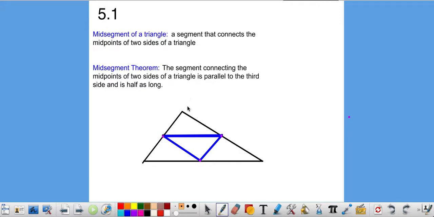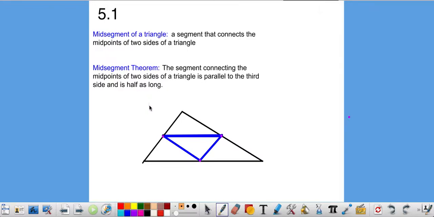Okay, so to introduce Chapter 5, in Chapter 5 we're going to be talking about a bunch of different segments and angles within a triangle. So we're still going to stick with triangles, but we're actually going to get away from the proof stuff, and we're going to talk about how different points and lines and line segments within a triangle relate to each other, because we actually have quite a few interesting properties.